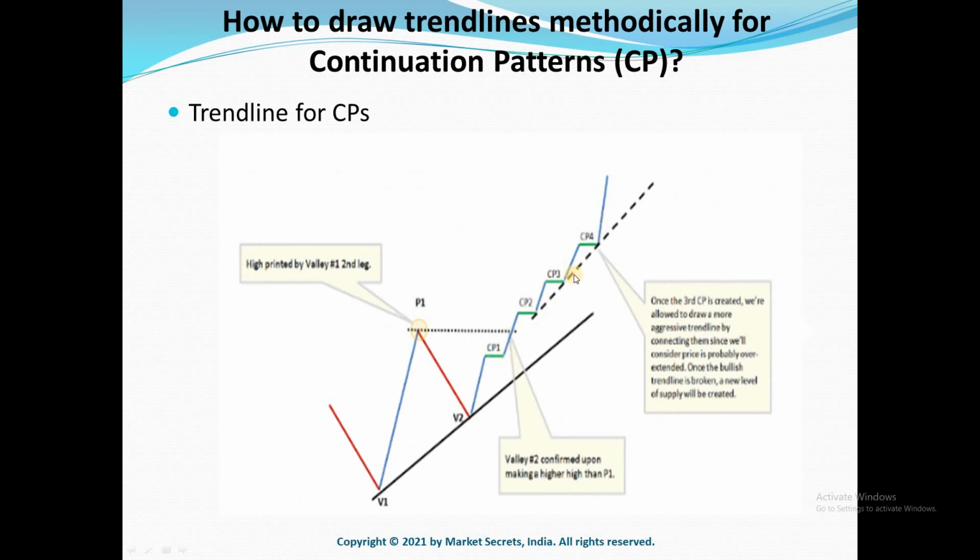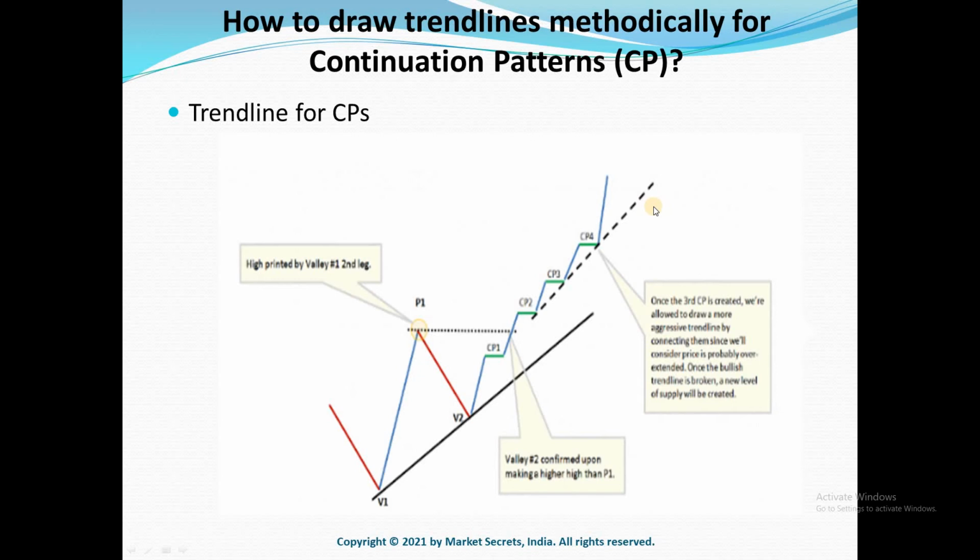So if you have three CPs, you can connect them and form a trend line. If there is a fourth CP, you can connect the last three. If there is another CP here, you can connect these three CPs, that is CP3, 4 and 5. So the basic rule is we can create a trend line if we find three CPs in the chart continuously.